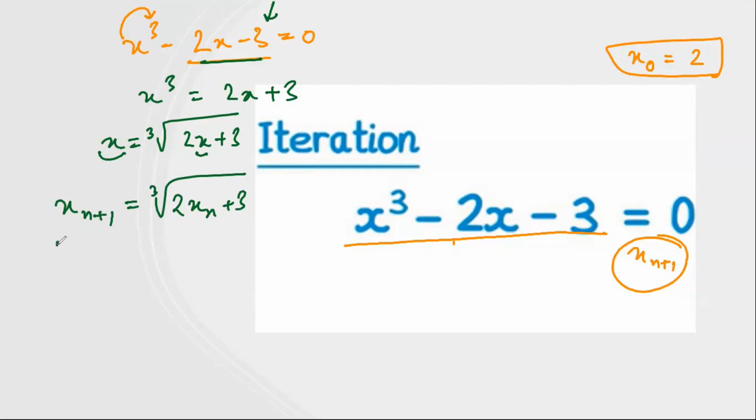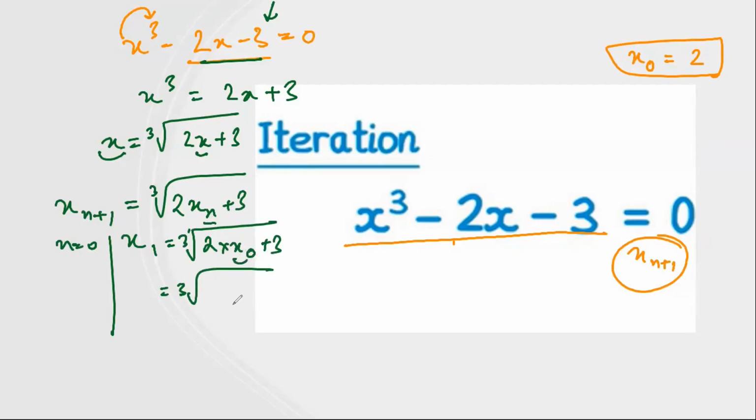First I will put n as 0. So when I put n as 0, it becomes 0 plus 1, which is 1, equals cube root of 2 times x0 plus 3. And I know that the value of x naught is 2. So 2 times the value of x naught is 4, plus 3, which is 7. So cube root 7. The value of x1 is coming as cube root 7.